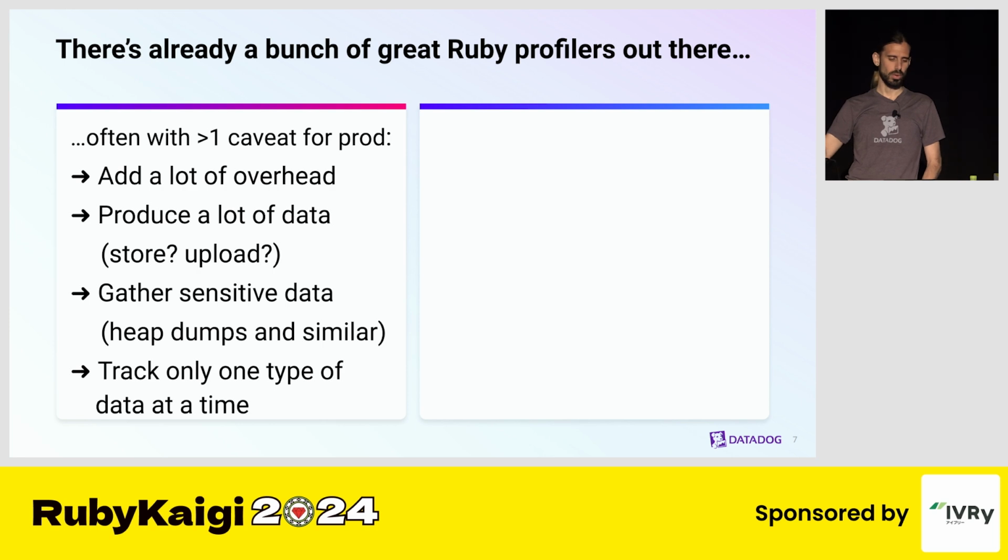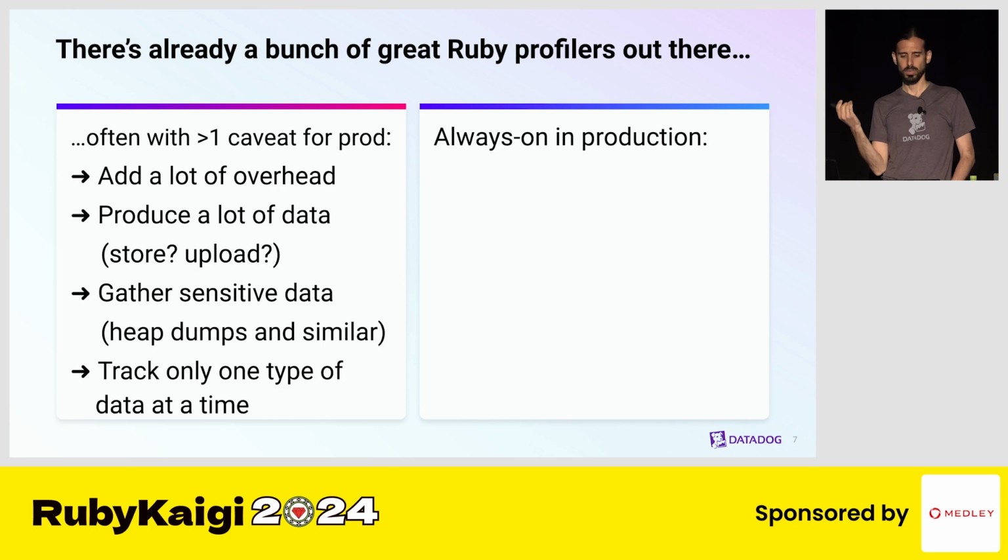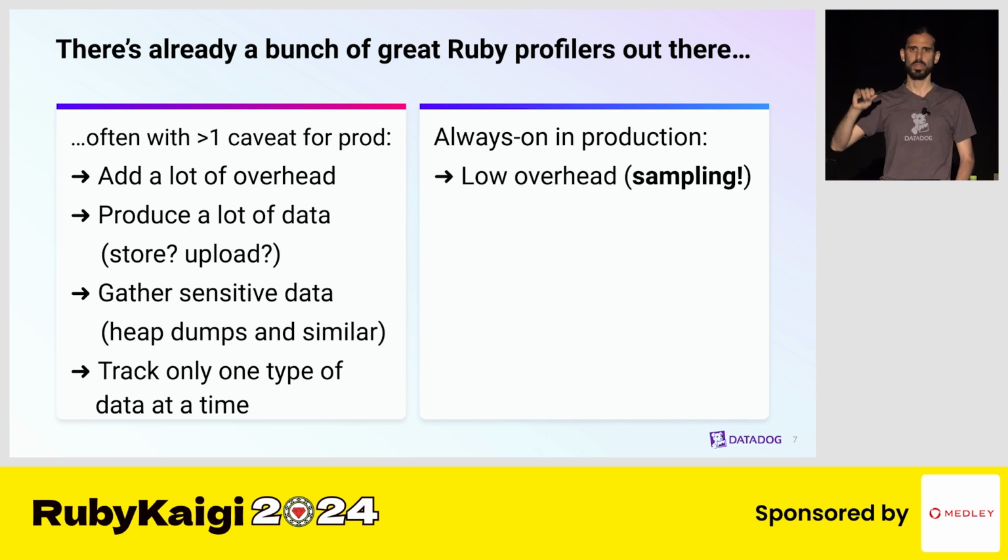And some profilers can only track one type of data at a time, so CPU but not memory, or vice versa. And the challenge that we had at Datadog was always on in production. So we wanted low overhead. For this, we use sampling as a technique.